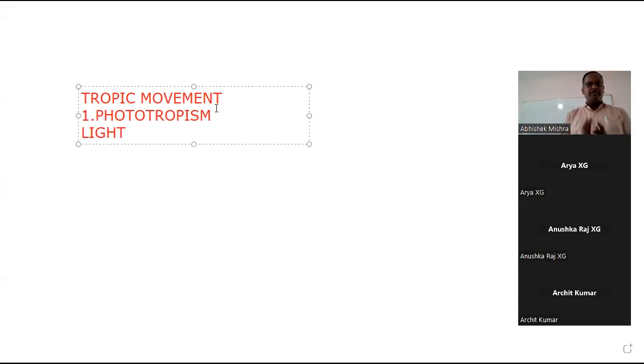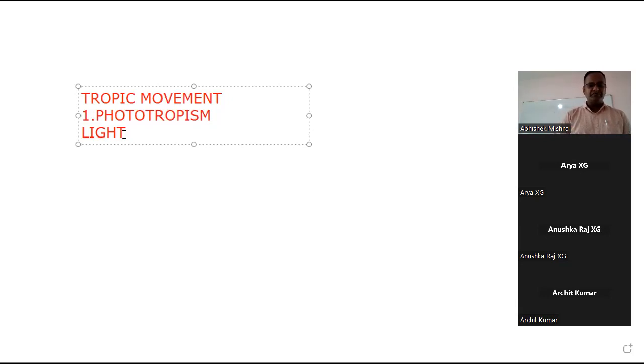Now see, students, if I give you two parts, the stem and the root, which part will show the response toward the light? Very good, it's the stem, the shoot, which grows towards the light. And which part will grow away from the light? Definitely the root. Very good.